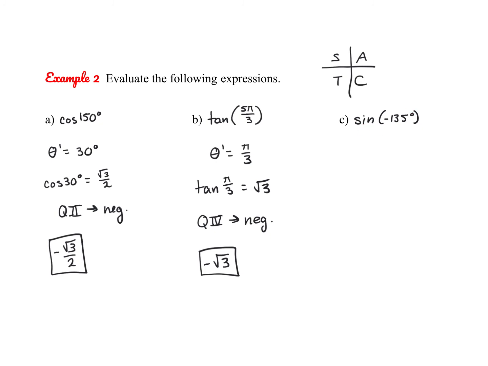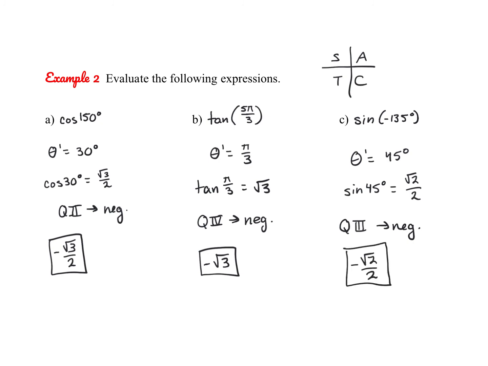Okay, let's try this last one, the sine of negative 135 degrees. So our reference angle here would be 45 degrees. So we're essentially evaluating the sine of 45 degrees, which is root 2 over 2. And then we're checking the quadrant. So if you're moving clockwise for that negative angle, you're falling in quadrant 3. And in quadrant 3, sine is going to be negative, so our answer is negative root 2 over 2.